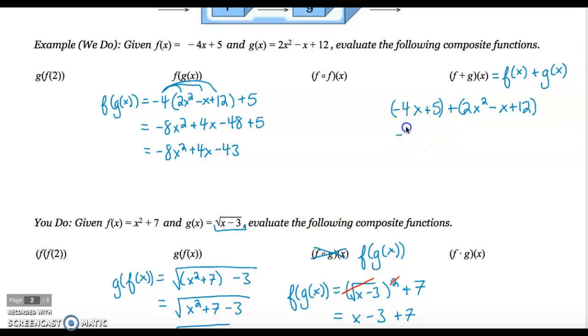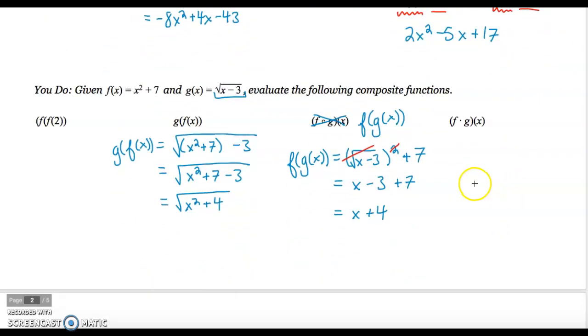All right, so I got negative 4x plus 5 plus 2x squared minus x plus 12. And then let's go ahead and find all of my like terms. So this is the only x squared, but I have a negative 4x and a negative x, and then I have a plus 5 and a plus 12. So I'm going to go ahead and combine those. 2x squared minus 4x minus x gives me negative 5x, and then plus 5 plus 12 gives me plus 17. Can I simplify this anymore? No, there's no parentheses and there's no other like terms I haven't combined yet.